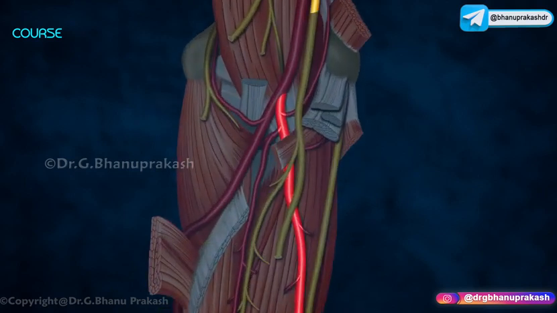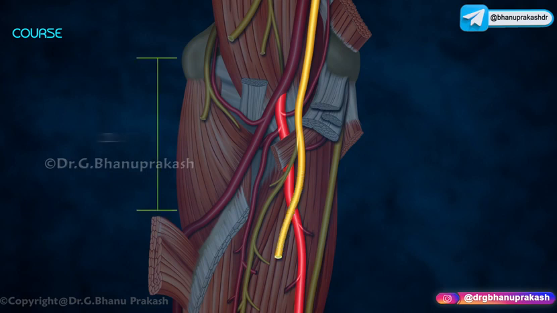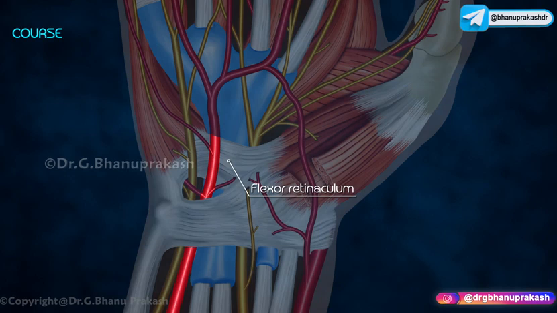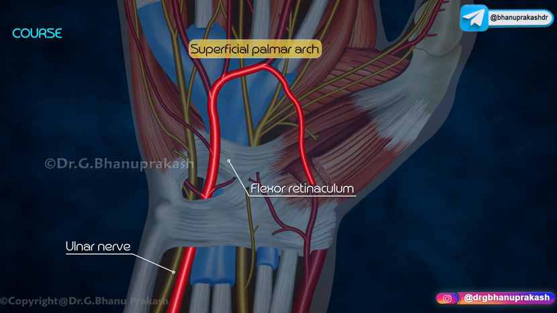The median nerve crosses the ulnar artery from the medial to lateral side 2.5 centimeters distal to the elbow. It enters the hand by passing superficial to the flexor retinaculum just lateral to the ulnar nerve and ends by giving rise to the superficial palmar arch of the hand.